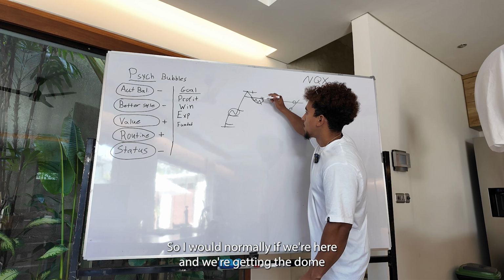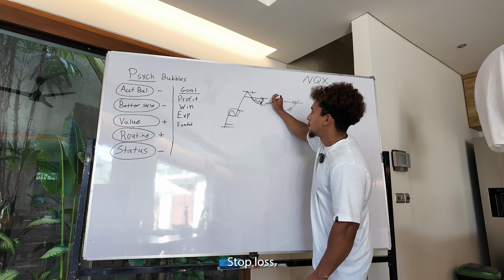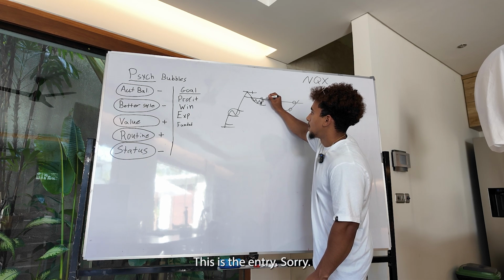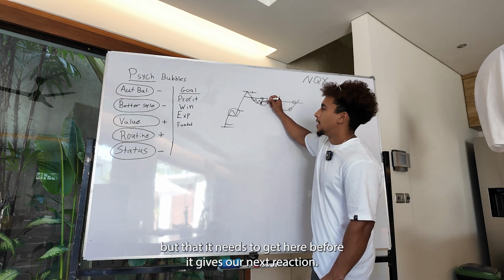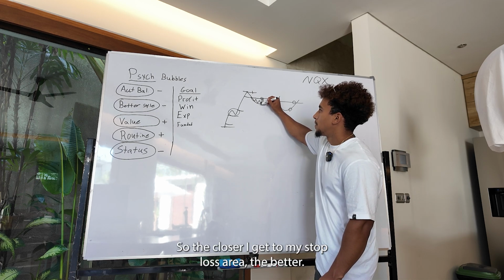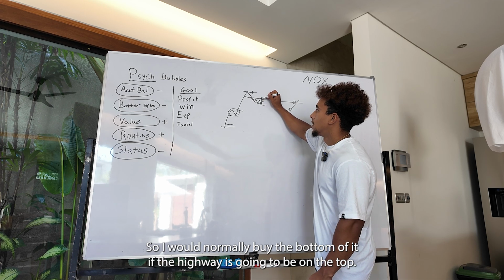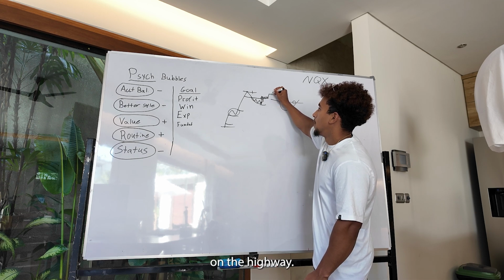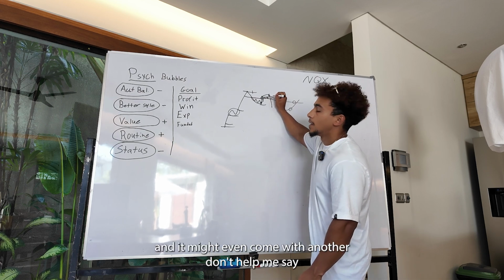So I would normally, if we're here and we're getting the dome, I would want to buy if it sweeps, grab it, stop loss. Because now I know at least if I bought here, my stop loss is here. This is the entry, the take profit, quote unquote. Not that you want to take this small of a trade, but that it needs to get here before it gives our next reaction. So the closer I can get my entry to my stop loss area, the better. So I would normally buy the bottom of it if the highway is going to be on the top. And that way, if it gets above the highway, it will keep a fight on the highway. Worst case scenario, it can't keep it, then it's going to stop me out. And it might even come with another dome to help me say, all right, I should probably get out and take the other side.